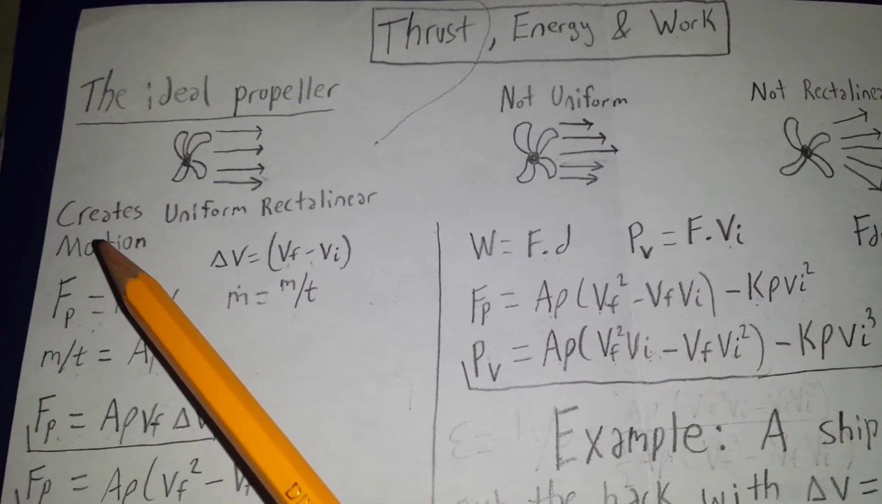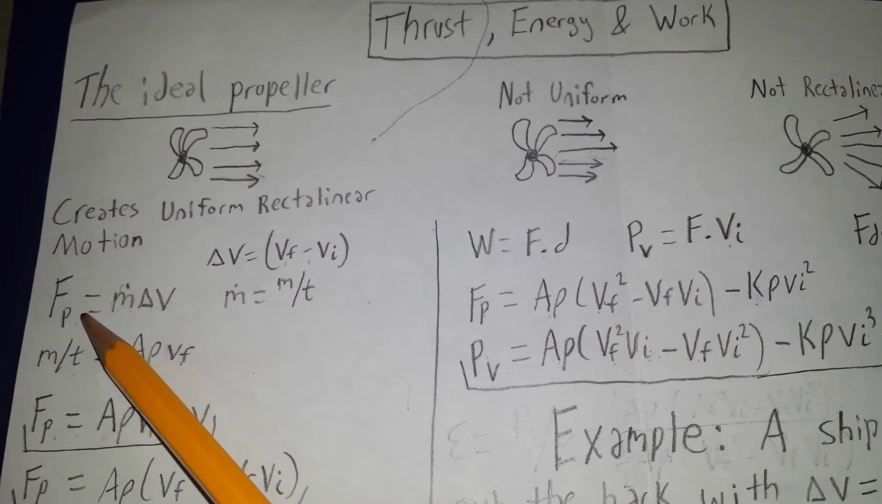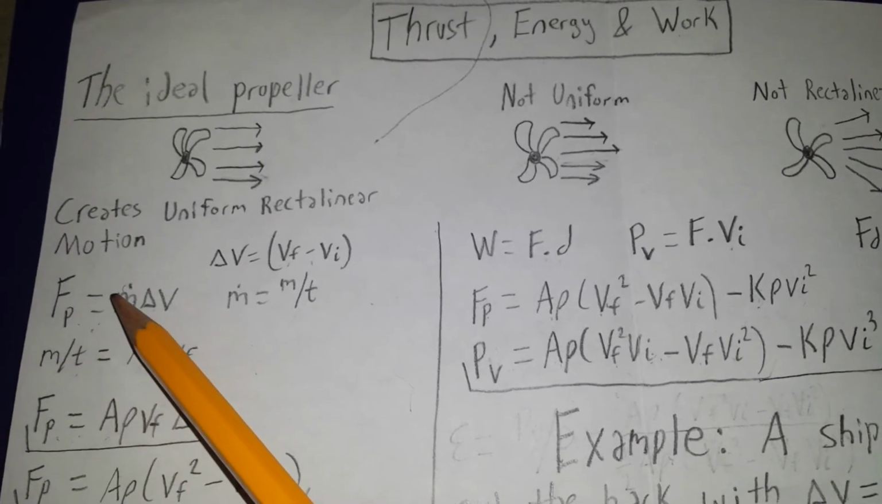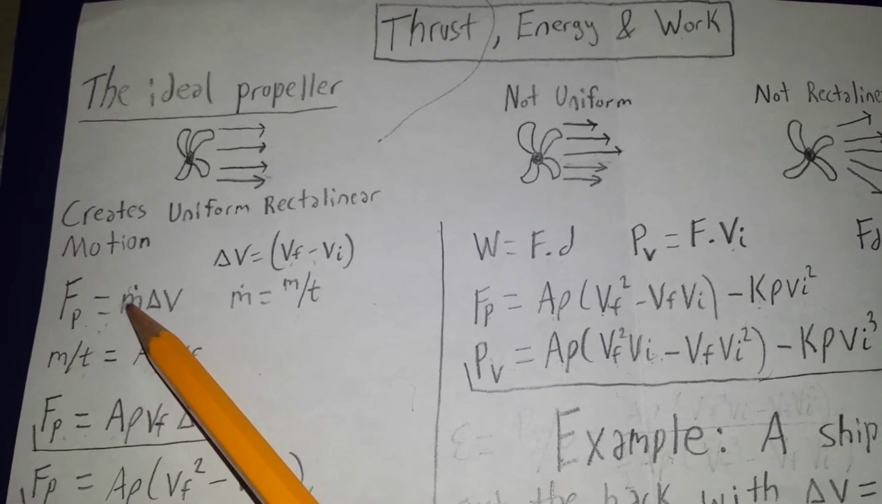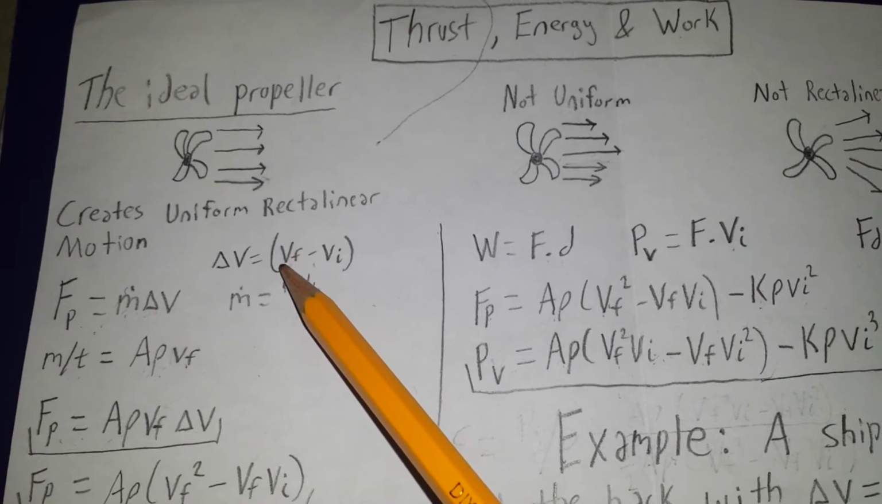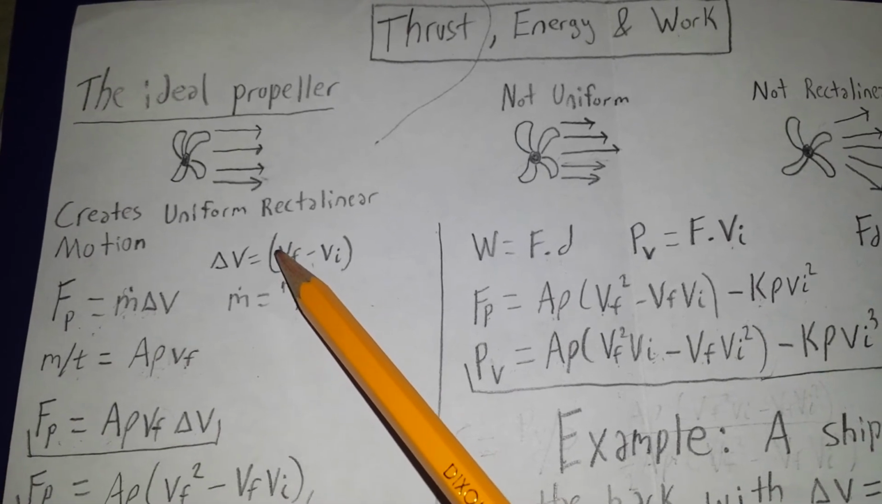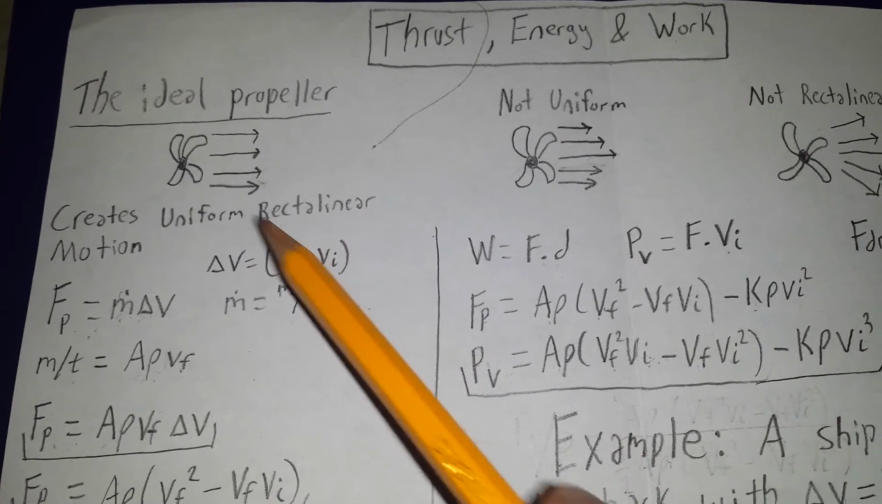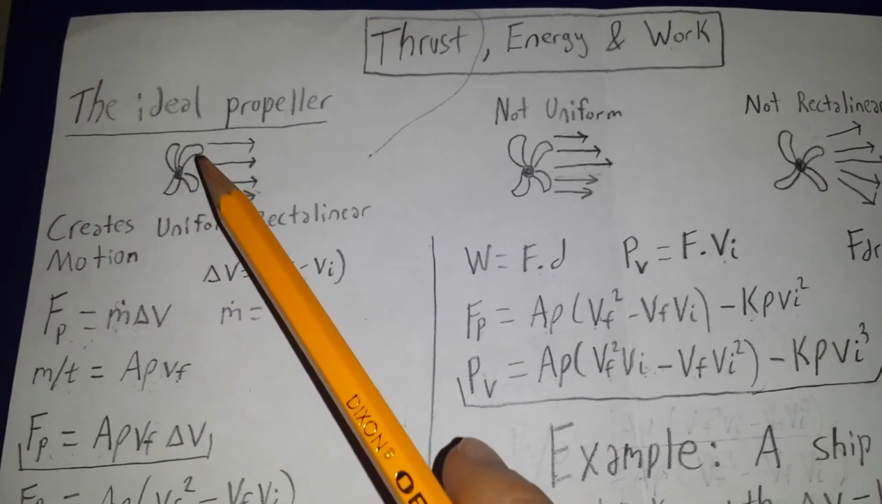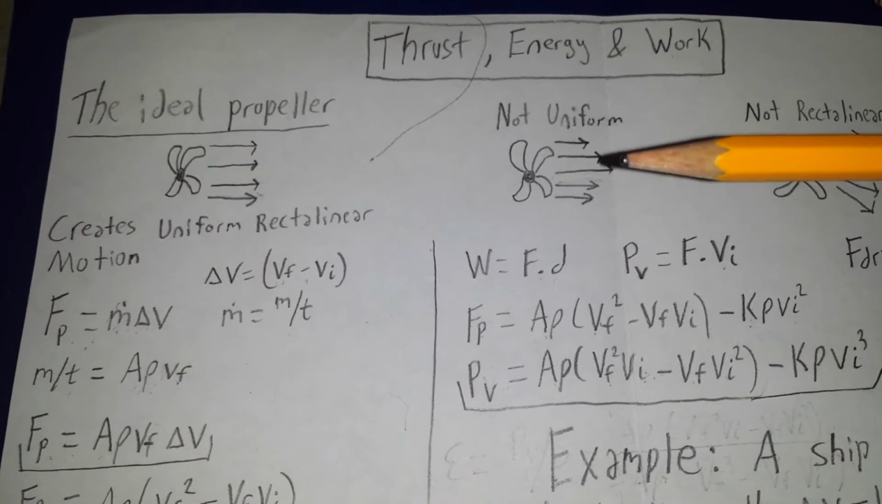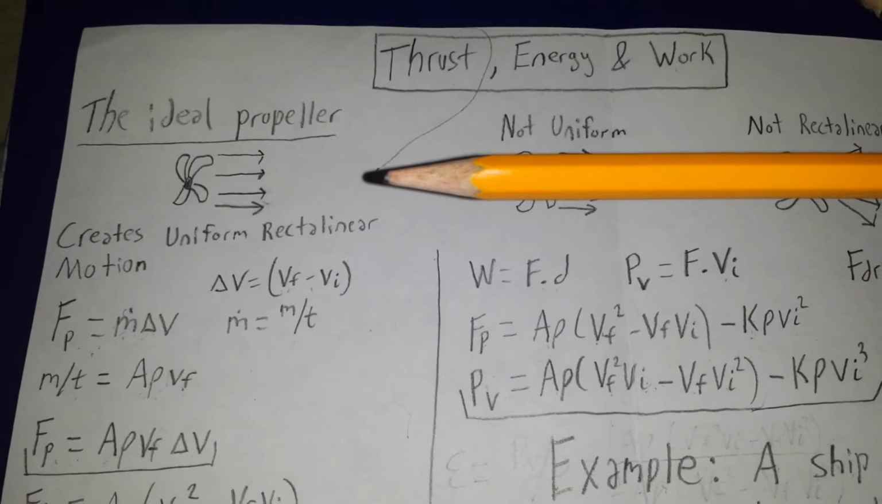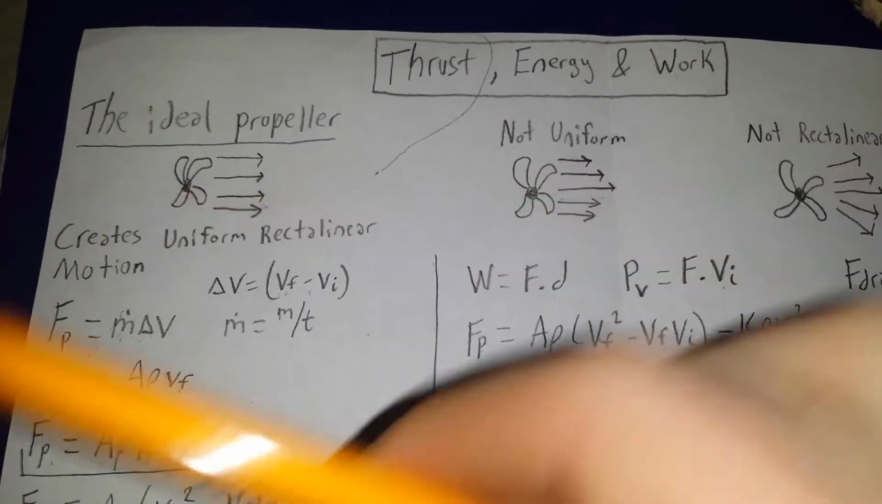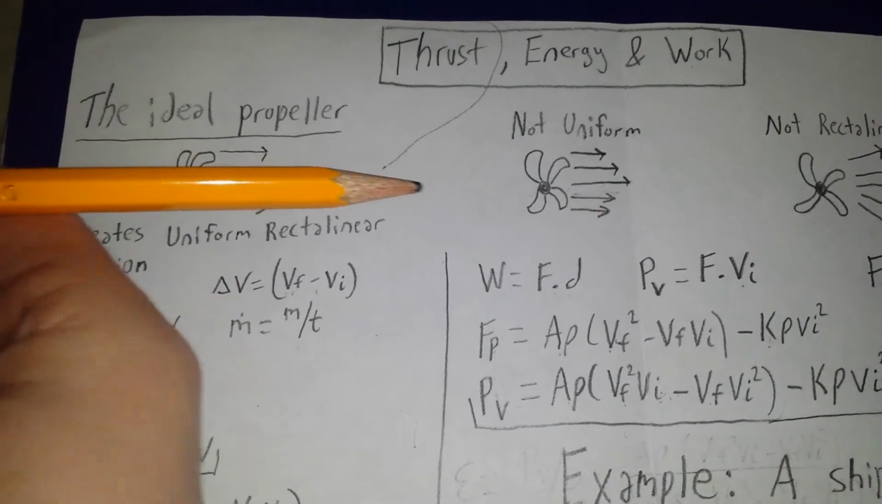So, using the thrust equation, where the force of the propeller equals m dot times delta v, and delta v is the change in velocity, or the final velocity coming out of the propeller, minus the initial velocity going into the propeller, which is the speed of the ship, because as the ship moves, from the perspective of the propeller, the water is moving into the propeller.